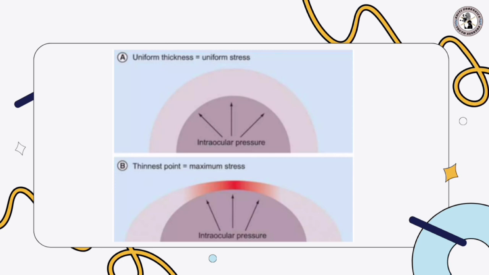Then we have uniform thickness and thinnest point. So basically uniform thickness means uniform stress throughout the paper, and thinnest point means the maximum stress is being provided at one particular point. So that is the pressure difference over the paper.